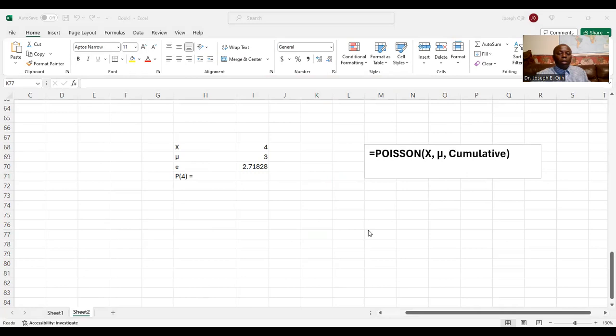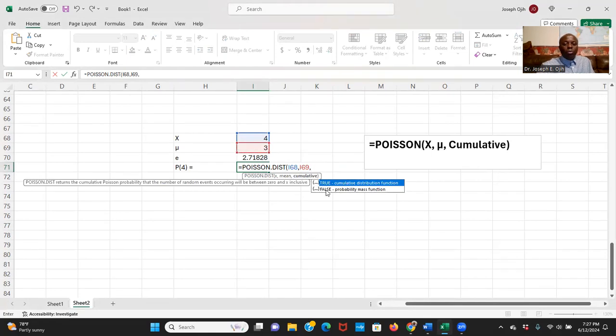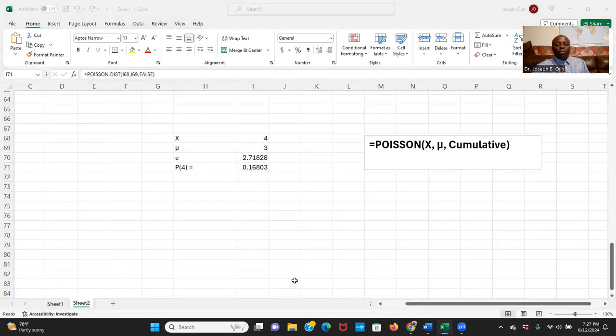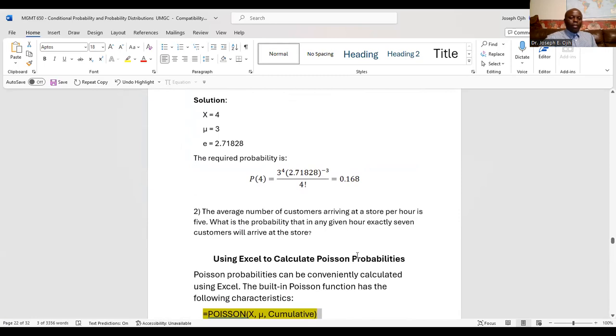So you have equals POISSON.DIST. It pops out, double click. x is this, click on that, comma. Mean is 3, comma. Cumulative? No, not cumulative. We're looking for exactly one value, so false for cumulative. Press the enter key. See, 0.168, which is the same thing as what we have here when you use the formula, 0.168. Do you have any question on this one? No. Okay, all right, that's how you get the Poisson.